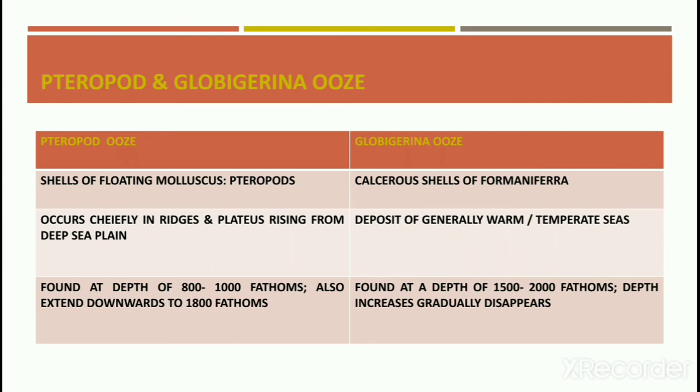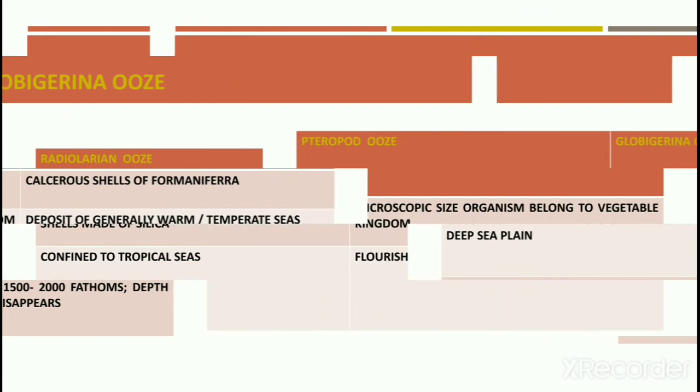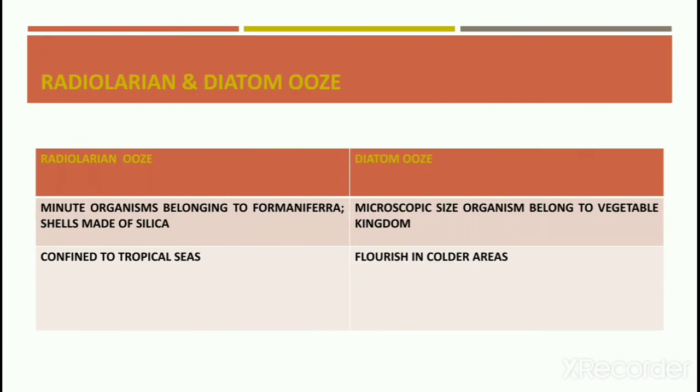Generally, you can find the Globigerina ooze at a depth ranging from 1,500 to 2,000 fathoms. As the depth increases, these will gradually disappear, giving place to red clay. The siliceous organic deposits are generally formed from those organisms which are dominated by silica. They are further categorized into two: the radiolarian and the diatom ooze.